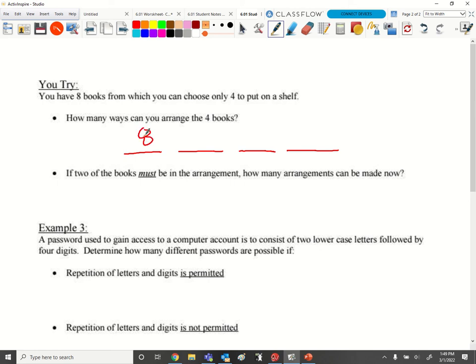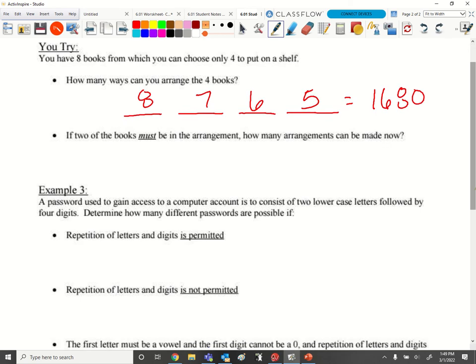And once I put one of them down, how many do I have to choose from next? 7. Then 6. Then 5, very good. 1,680. What is it? 1,680. Yeah. There we go. Is this making sense, hopefully? Hopefully. All right. Now, if 2 of the books must be in the arrangement, how many arrangements can be made now? So let's look at our dashes.